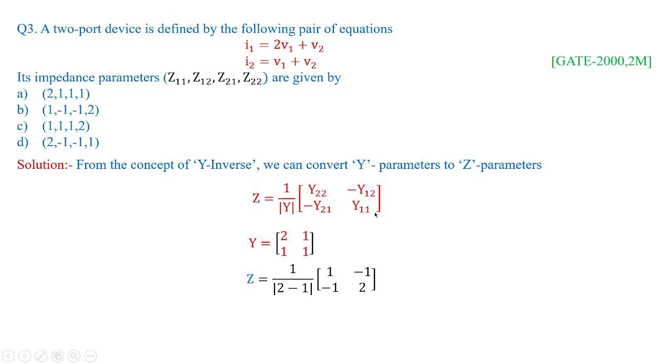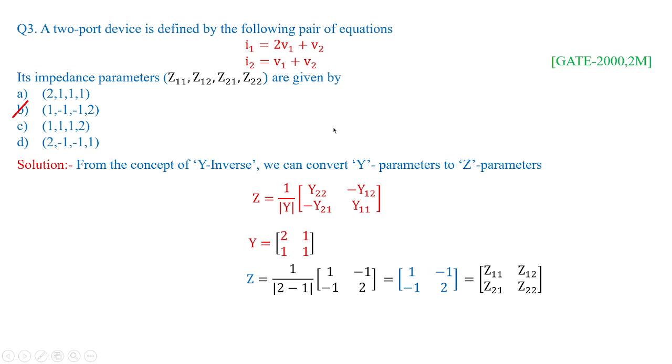And Y22, Y11 are just replaced over these particular values. So this Y22 is changed to Y11 here. That's why it is 1 here and 2 here in the matrix. And Y12 and Y21 are replaced by minus symbols like this. We have replaced from the given admittance matrix. With that we can directly get the value of Z parameters, which is nothing but [1, minus 1; minus 1, 2], which is option B. These are the Z parameters for the given pair of equations.